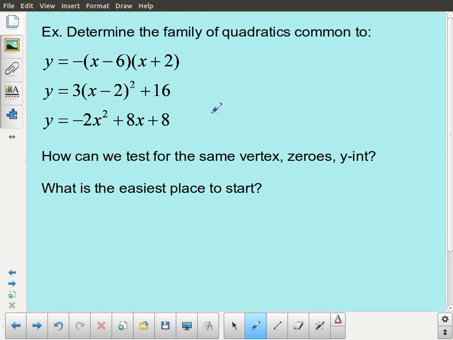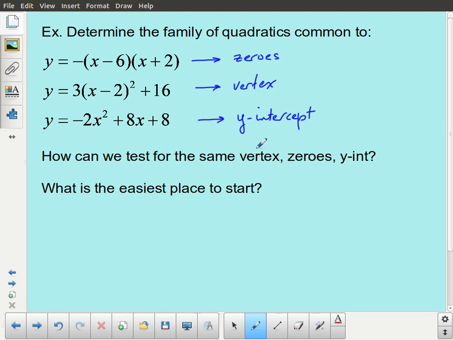Any one of these forms is quite useful for determining one of the features or one of the characteristics. For example, factored form is useful for telling us the zeros. Vertex form, not surprisingly, is useful for telling us the vertex. And standard form is useful for telling us the y-intercept.